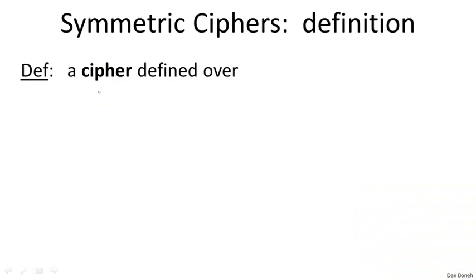Remember, a cipher is made up of two algorithms. There's an encryption algorithm and a decryption algorithm. But in fact, a cipher is defined over a triple. There's the set of all possible keys, which I'm going to denote by script K. Sometimes I'll call this the key space. There's the set of all possible messages, and the set of all possible ciphertexts. So this triple, in some sense, defines the environment over which the cipher is defined.